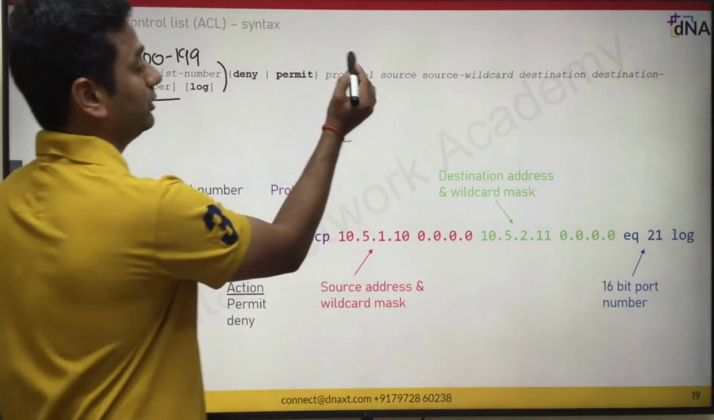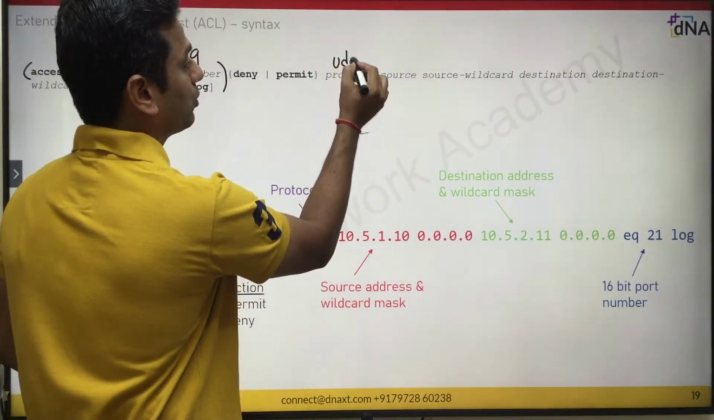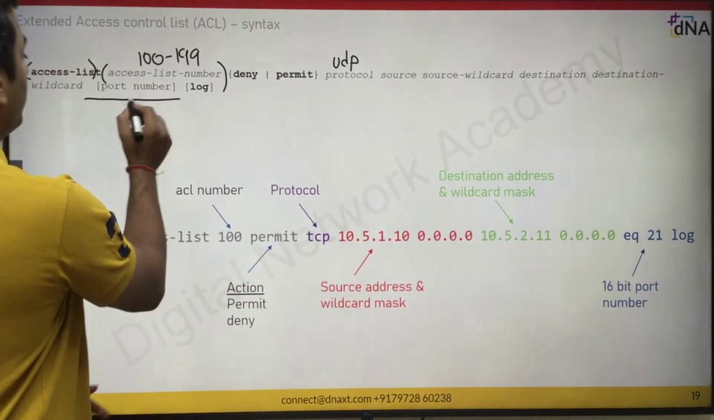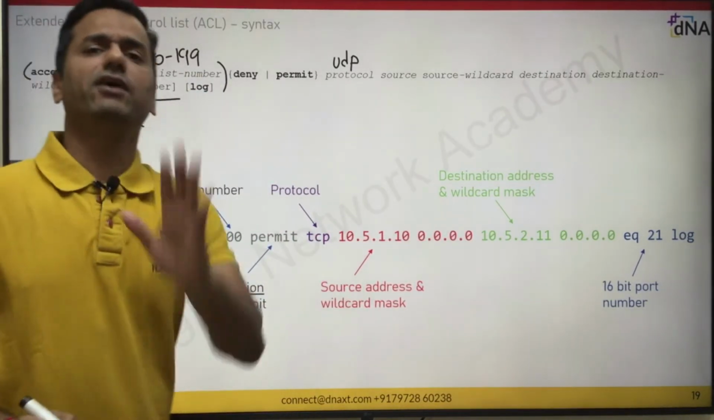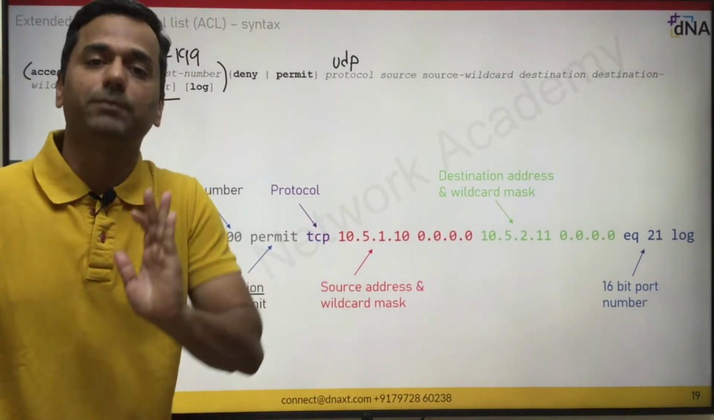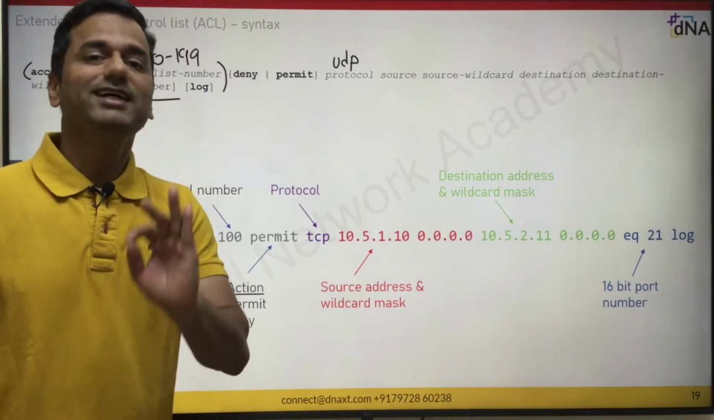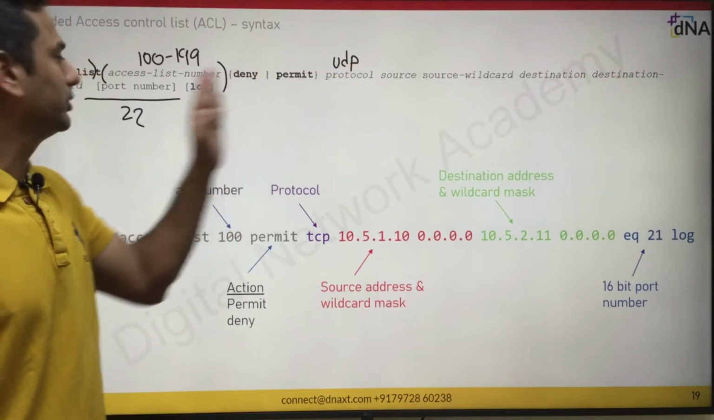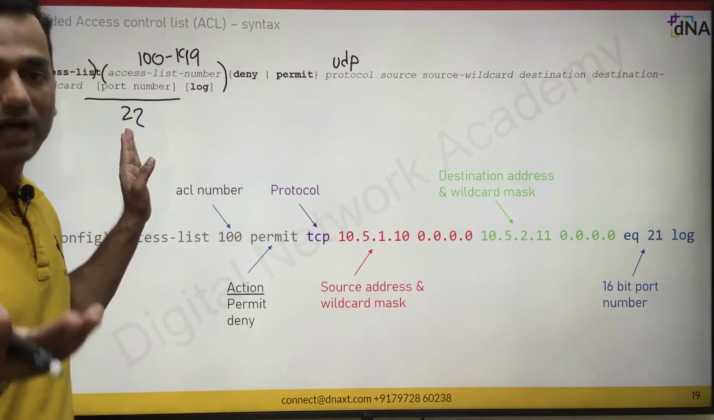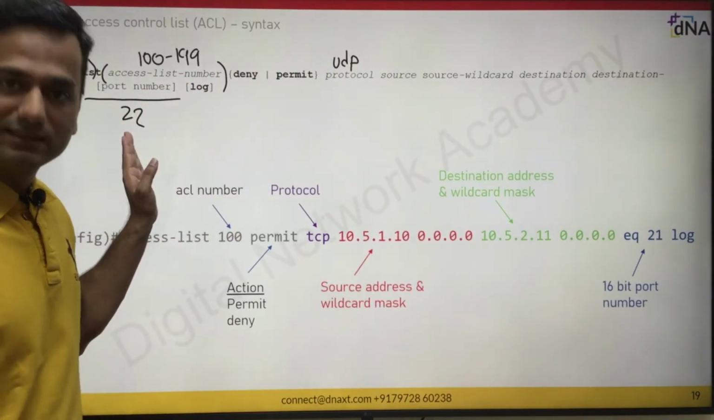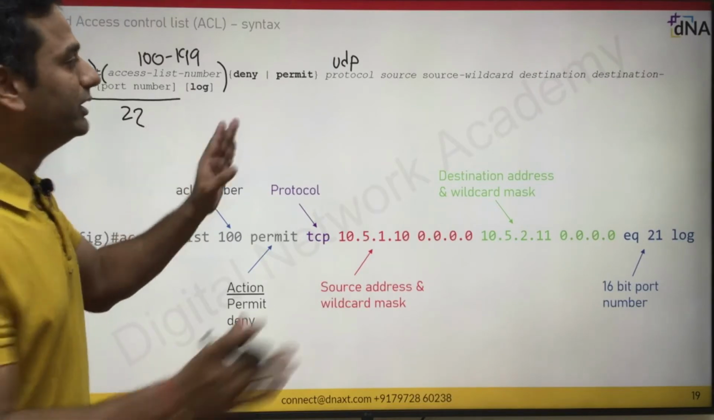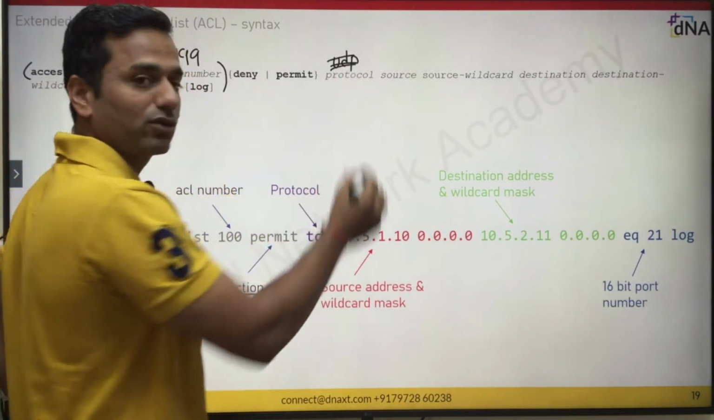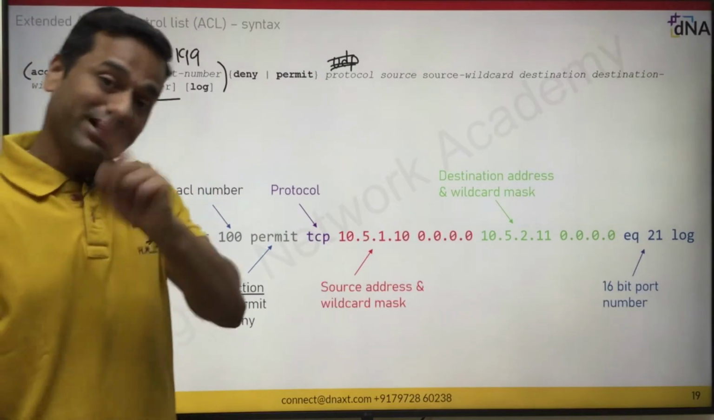But if you mention UDP as a protocol and port number 22, no, never. Why? Because SSH is always TCP. It makes no sense to configure UDP and mention port number 22, because you know guys, SSH is TCP based, not UDP based. So here you have to choose the correct protocol, and here you have to choose the correct port as well.